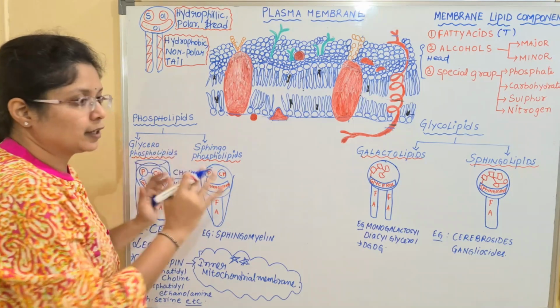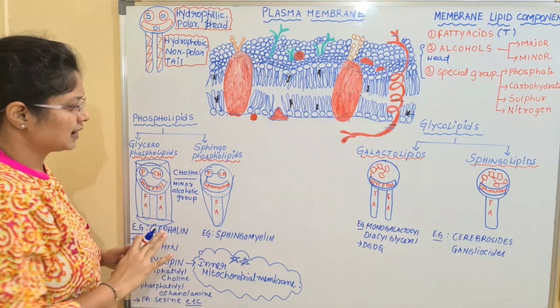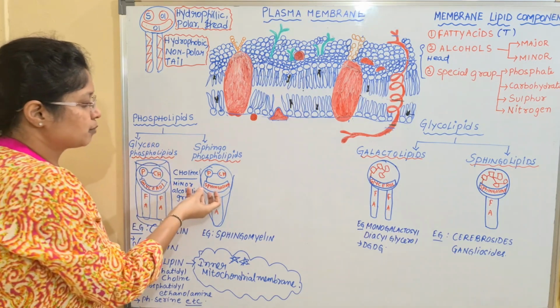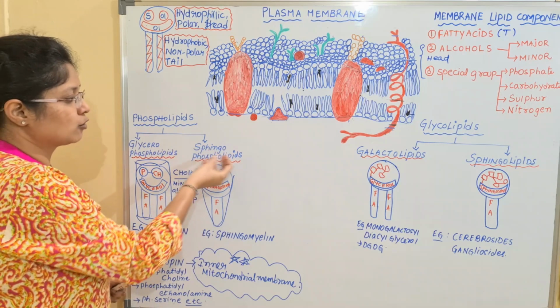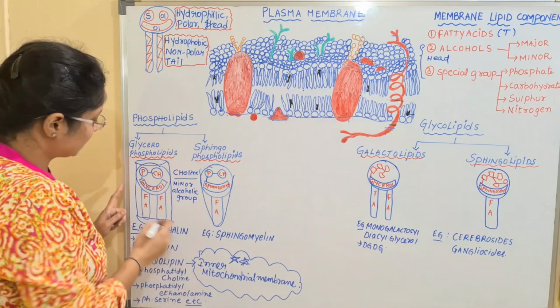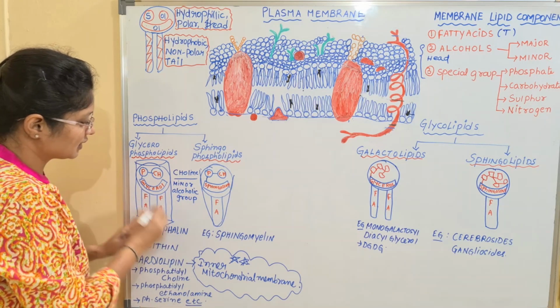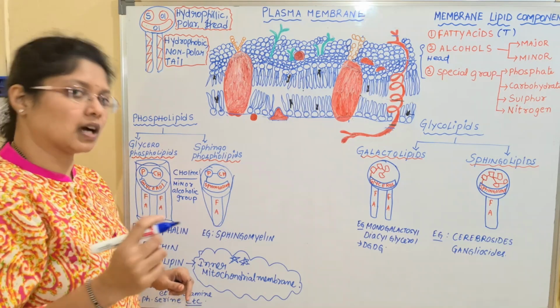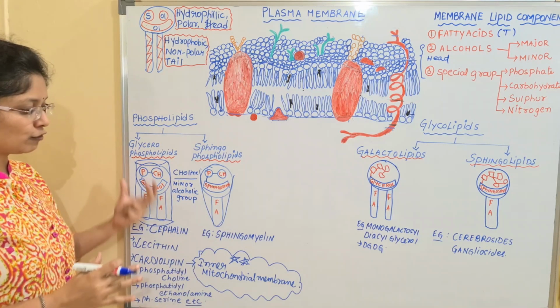So this is a thing you have to remember, children. We have a slight difference here. We have the glycerol moiety for glycerophospholipids, and the sphingosine moiety for the sphingophospholipids. And what is the second difference? We have noted that the fatty acid tails are two here, and here the fatty acid tail will be only one. So this is regarding the phospholipids.